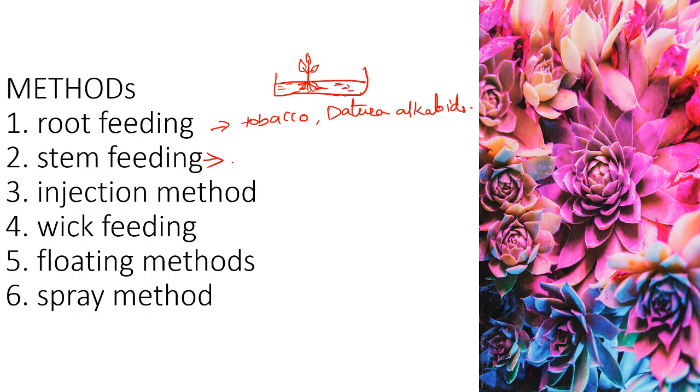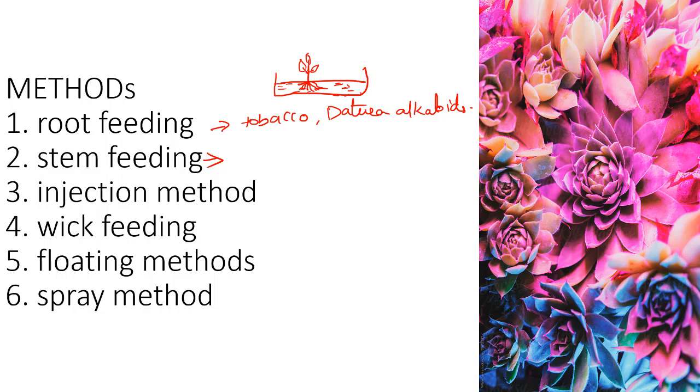Next one is stem feeding. In this method we need the radioactive isotopes to be in the stem, so that we can recognize the important activities in that stem. We will cut the stem in half, and after cutting, we leave it in a beaker which contains radioactive isotopes along with nutrients.